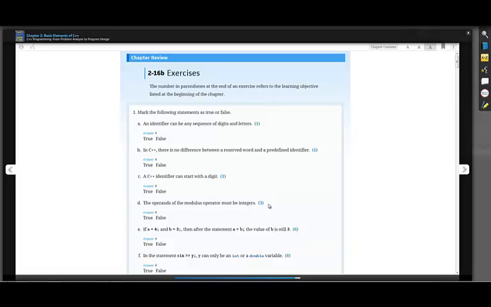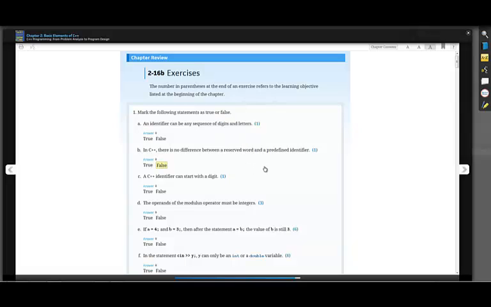Number 1 asks, and follow along with me: mark the following statements as true or false. This is page 106 in the 7th edition, so I don't know what edition you have, but they have similar numbers. Part A says an identifier can be any sequence of digits or letters. Well, this is false, because if you recall, our rule in my lecture notes is you cannot start an identifier with a digit, so that's false.